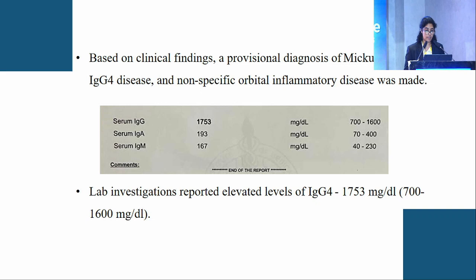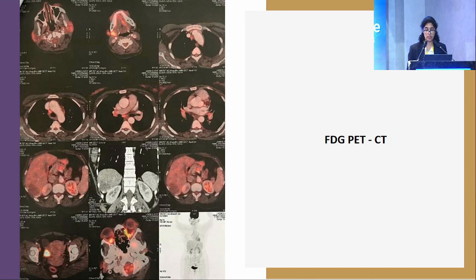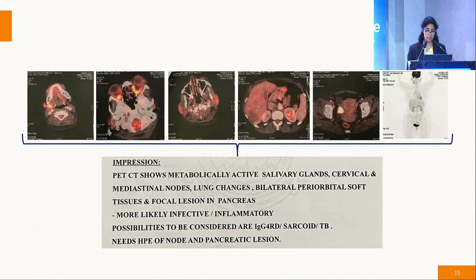Based on the clinical findings, a provisional diagnosis of Mikulicz disease, IgG4 disease, and non-specific orbital inflammatory disease were made. Lab investigations were done and showed elevated levels of IgG4. Eosinophilia was noted on the complete blood profile. Mantoux test was negative. The thyroid profile was normal and no abnormalities were detected on chest X-ray. Further, an FDG PET-CT was advised to look for any other active foci of inflammation or the disease, and it showed uptake in salivary glands, cervical and mediastinal nodes, lung changes, and foci in the pancreas also.